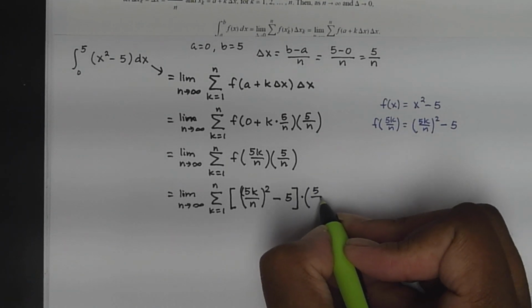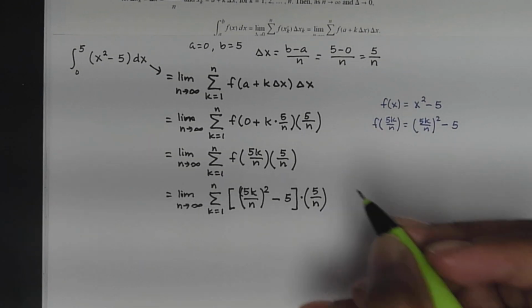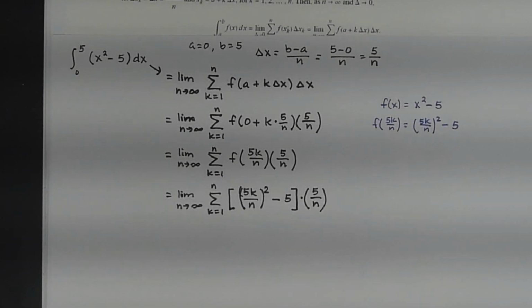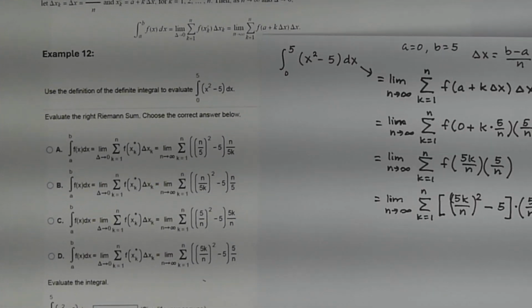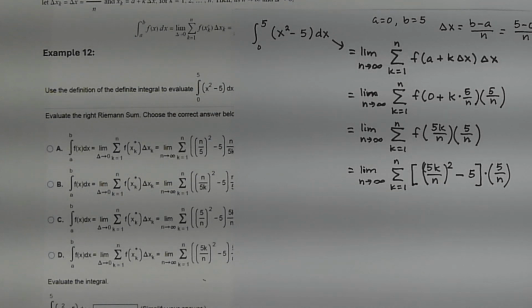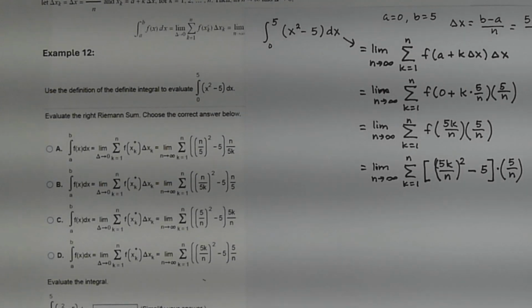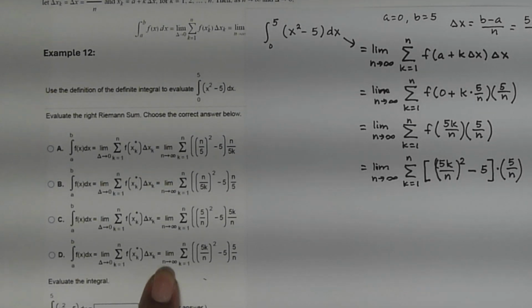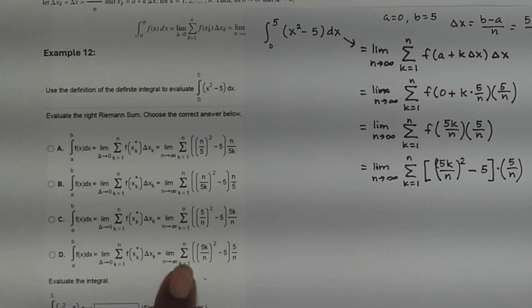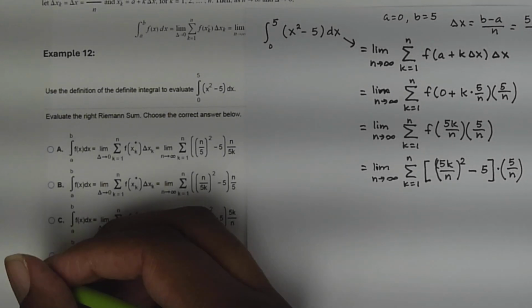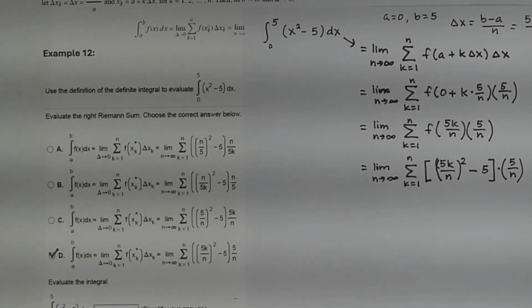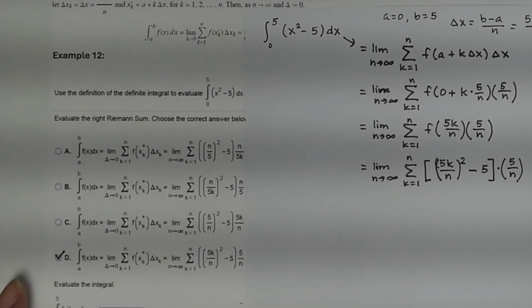times 5 over n. Now, if we look back, they give you a setup to choose from. In this case, this is the same as this one: the limit as n approaches infinity of the summation for k equaling from 1 to n of 5k over n, squared, minus 5, times that 5 over n. So I can go ahead and select this as my answer choice. That's the setup.